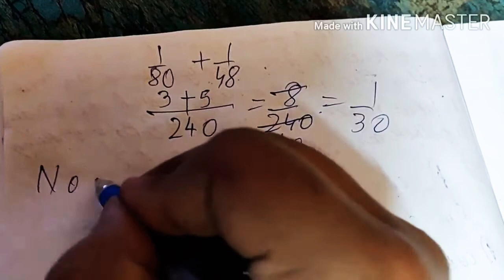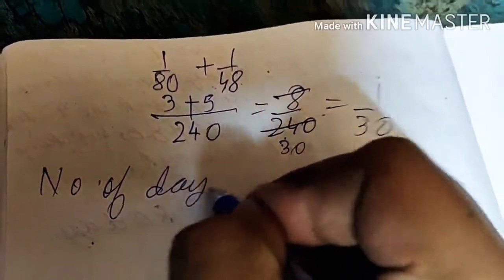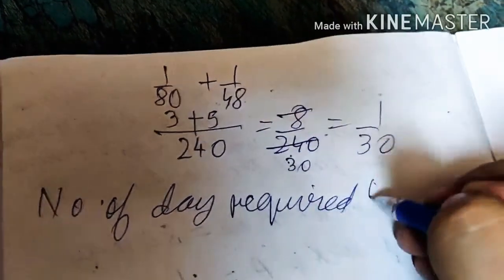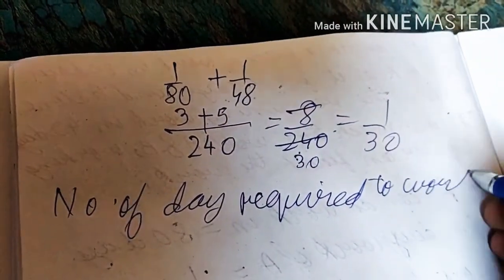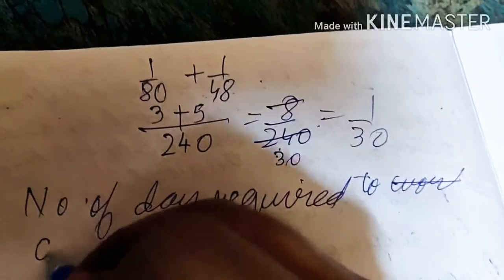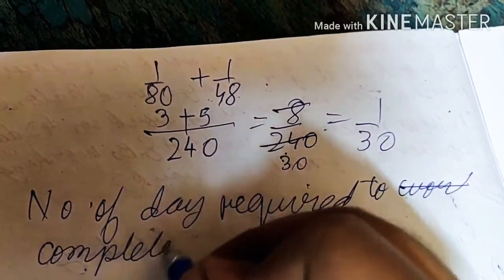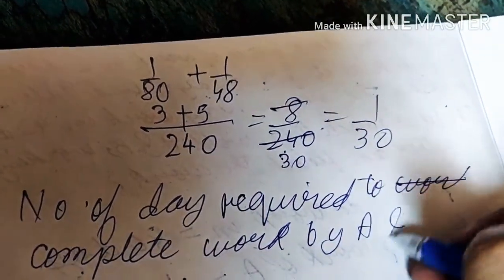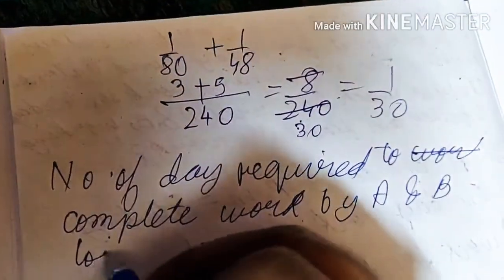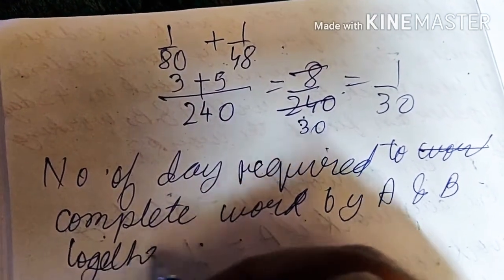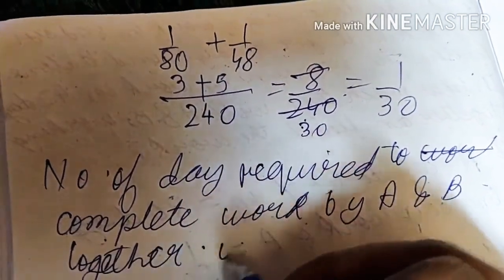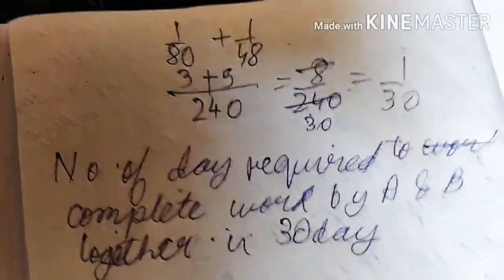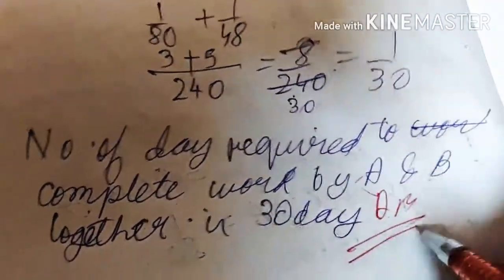That is, the number of days required to complete the work by A and B together is 30 days. This is our answer.